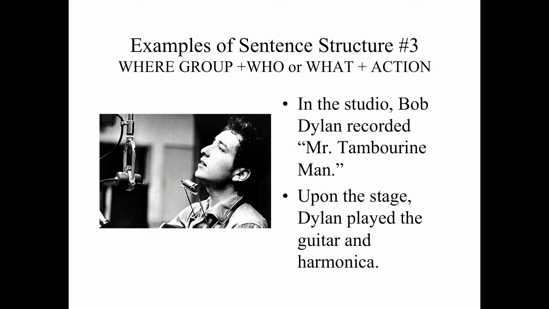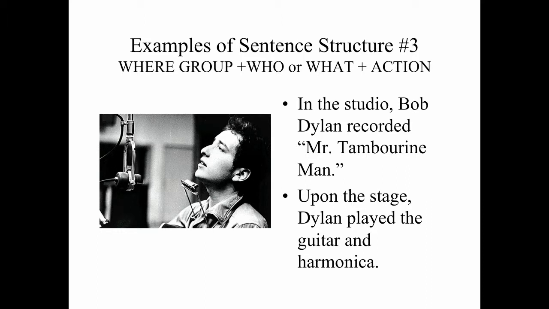So here are my example sentences using a where group. In the studio, comma, Bob Dylan recorded Mr. Tambourine Man, and Mr. Tambourine Man is one of his famous songs. Notice the where group at the beginning. It starts with one of those magic words, and it's followed with a comma, and then I've got my who or what and my action.